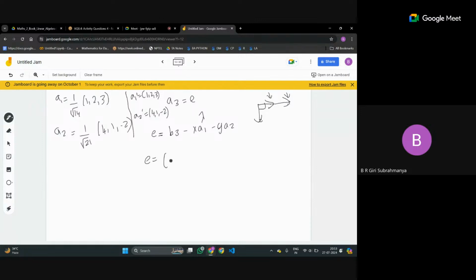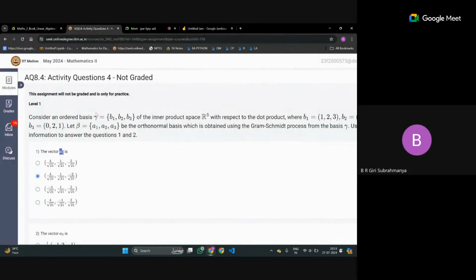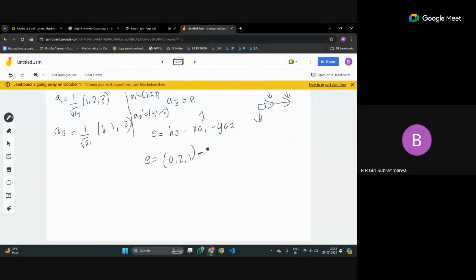So E is equal to, what is B3? B3 is 0, 2, 1, right? Minus x times A1 dash, which is 1, 2, 3, minus y times A2 dash, which is 4, 1, minus 2. So this is your error vector. This is going to be equal to minus x minus 4y, 2 minus 2x minus y, 1 minus 3x plus 2y. Minus 2 times minus y is going to be plus 2y. So this is your error vector.